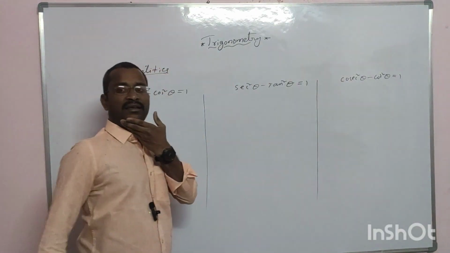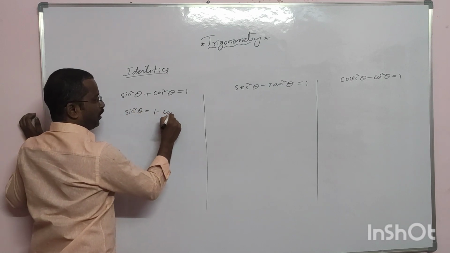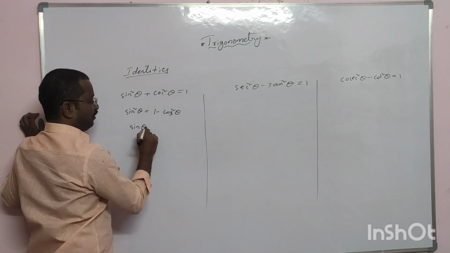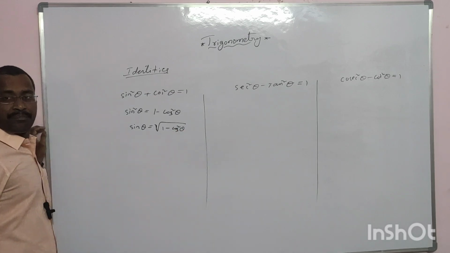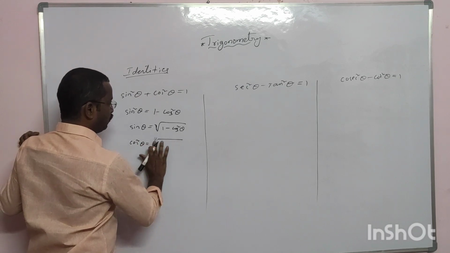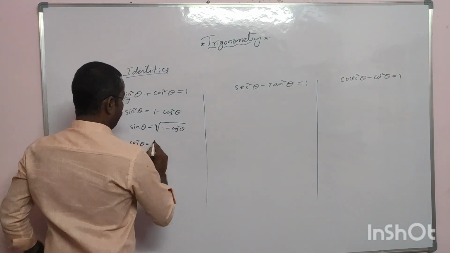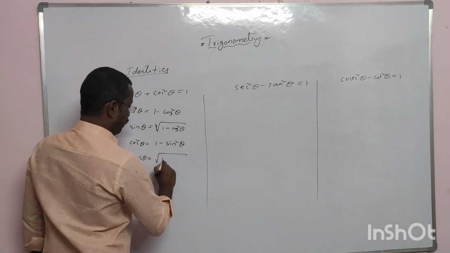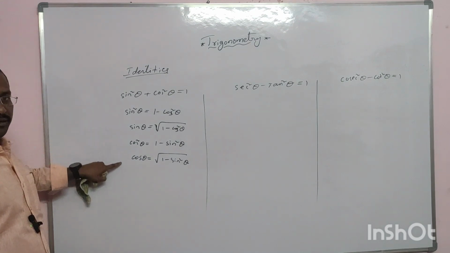When you make them into the auxiliary identities, sin square theta is equal to 1 minus cos square theta, sending the plus cos square theta to the other side. Then sin theta is equal to square root of 1 minus cos square theta. When you want to write it as cos square theta, it is equal to 1 minus sin square theta. Cos theta is equal to under root of 1 minus sin square theta. This is the main identity and these are the auxiliary identities.